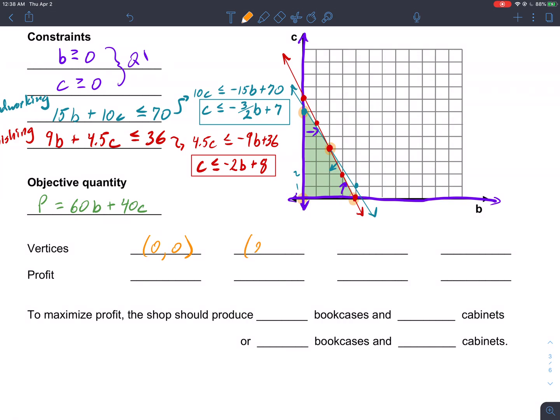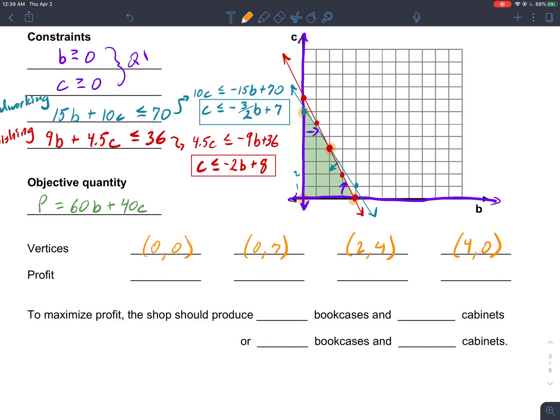I've got another one at 0, 7. That's this one here. I've got another one at, it looks like 2, 4. That is here, right, at this value, 2, 4. And then I have one at, it looks like 4, 0. 1, 2, 3, yeah, 4, 0. And that is this one here, right? All right, so those are my 4 vertices.